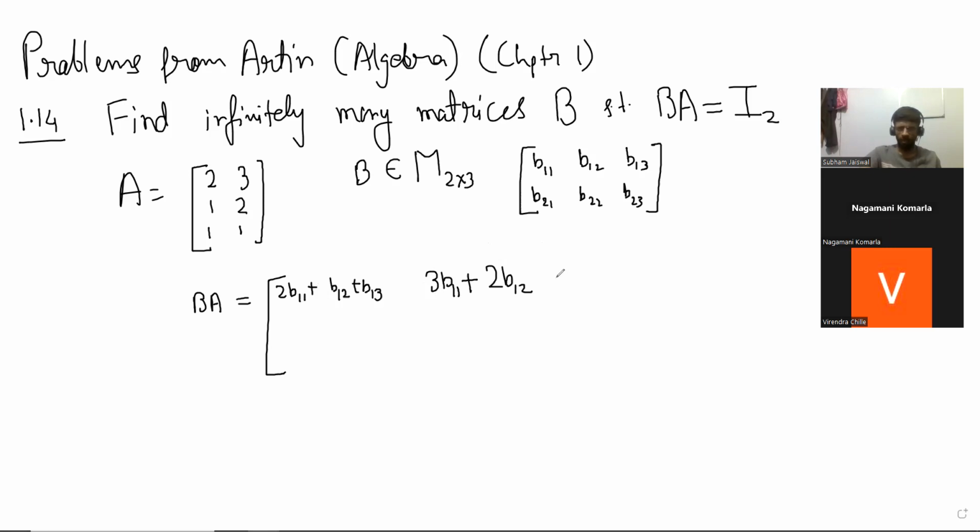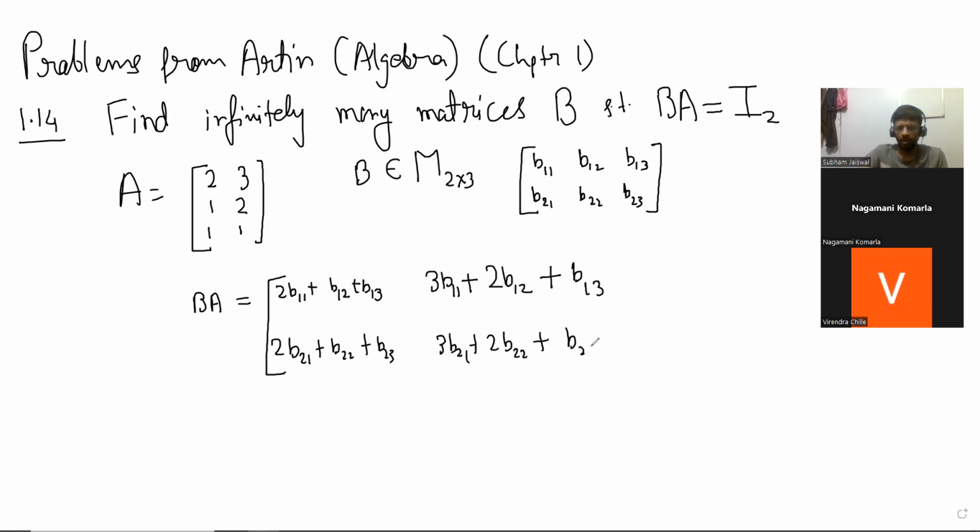Right, of course. Plus B13 or B23? B13 only. Okay, that's correct. And then we do the same thing for the second row, but this one replaced by two. So it'll be 2B21 plus B22 plus, yeah.